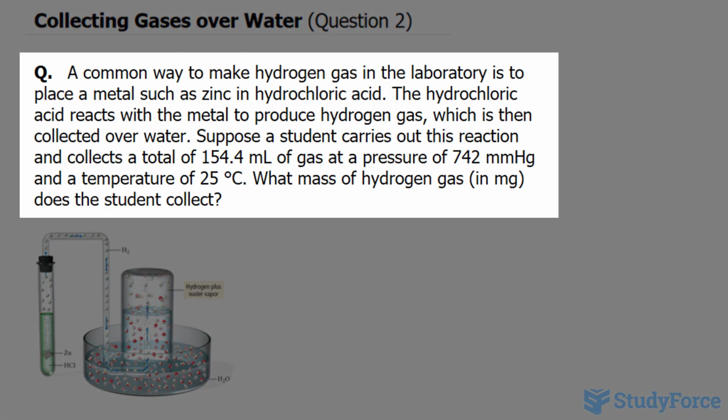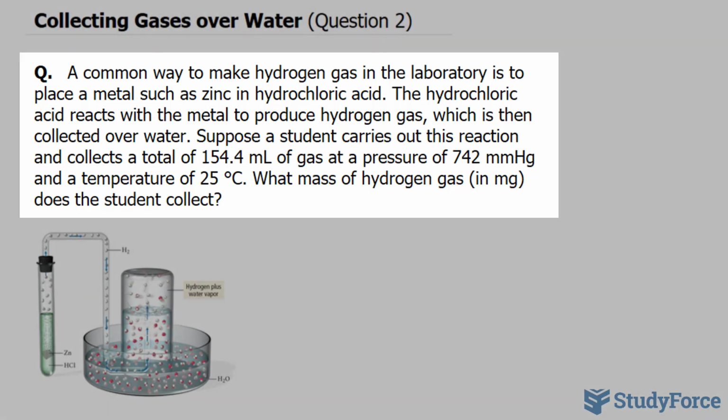The question reads, a common way to make hydrogen gas in the laboratory is to place a metal such as zinc in hydrochloric acid. The hydrochloric acid reacts with the metal to produce hydrogen gas, which is then collected over water. Suppose a student carries out this reaction and collects a total of 154.4 milliliters of gas at a pressure of 742 millimeters of mercury and a temperature of 25 degrees Celsius. What mass of hydrogen gas in milligrams does the student collect?